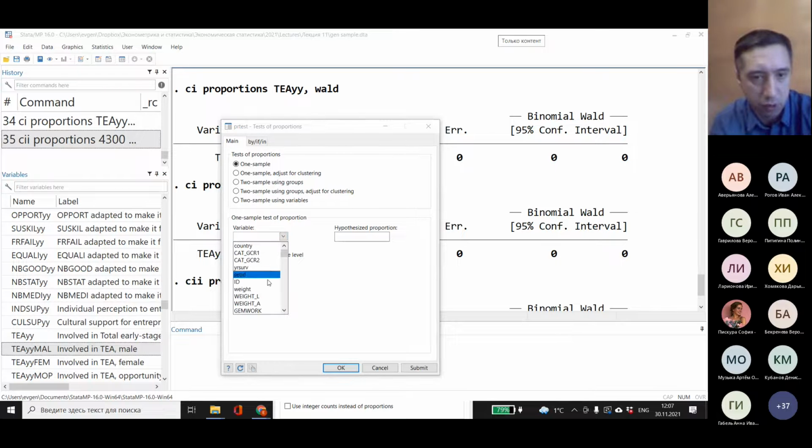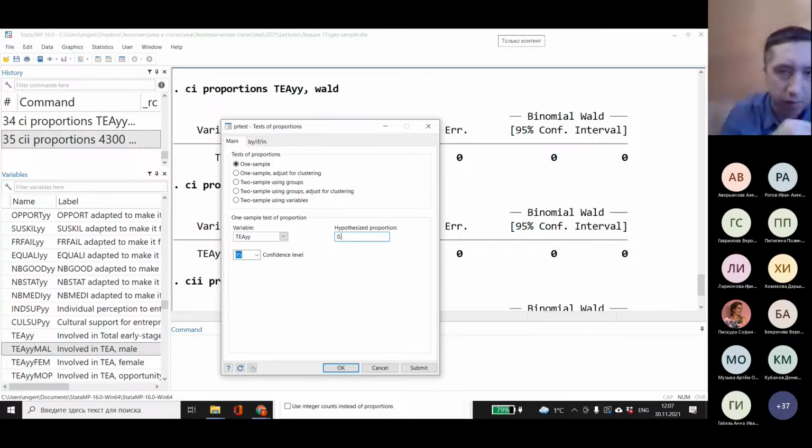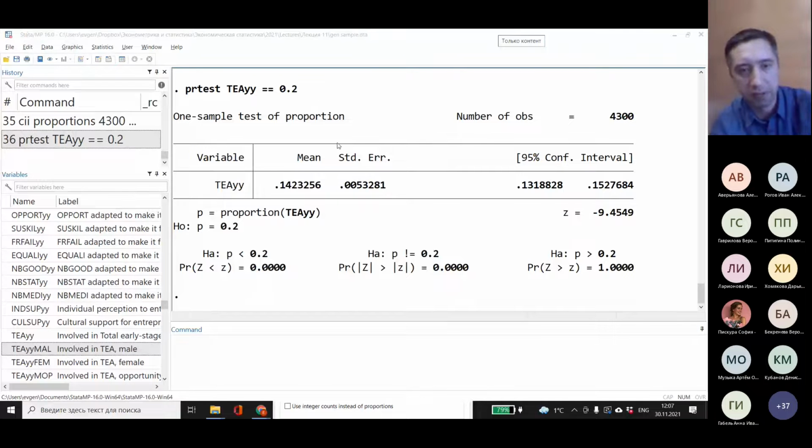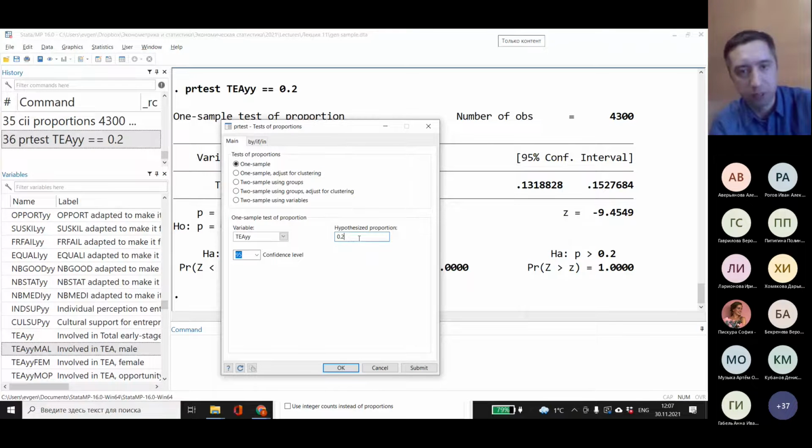So you have to choose our variable, for instance, TRYY, and a hypothesized proportion, for example, 0.2, and click submit. This procedure is very easy. You have to choose a variable, enter the number you want to compare with and the confidence level, and click submit.